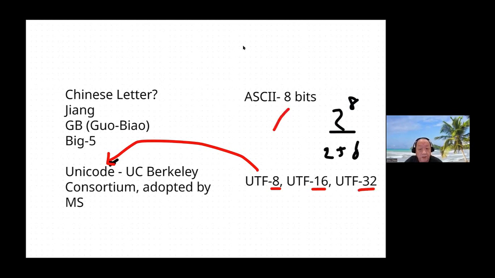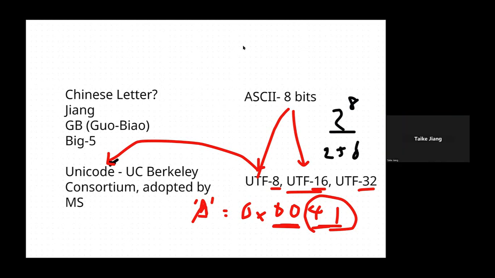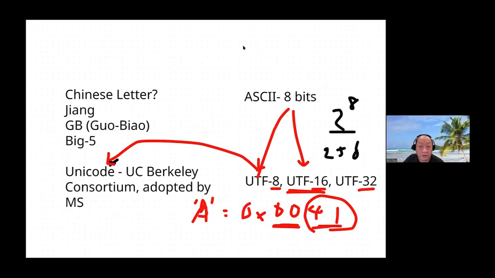For example, if you store A in Unicode 16, the capital letter A should be stored as 0x0041. 41 is the 8-bit hexadecimal, base 16, number for A. We talked about it. But you put 00 in front of it, then it becomes the capital letter A in the 16-bit UTF. Wait, why do you need to add two zeros? Because this 41 is only 8 bits.